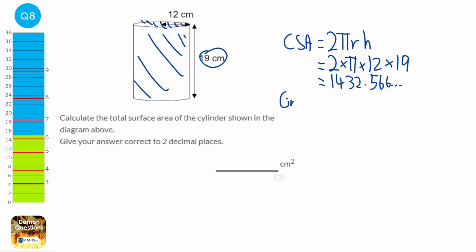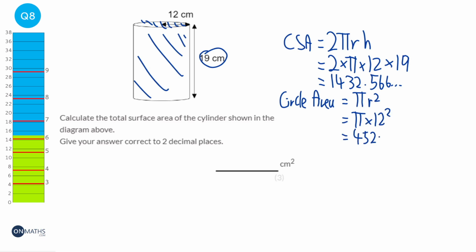Next we go work out the area of the circle at the top. So circle area. And the formula for that is just pi r squared. So pi times 12 squared, which will give us 452.389, blah, blah, blah.